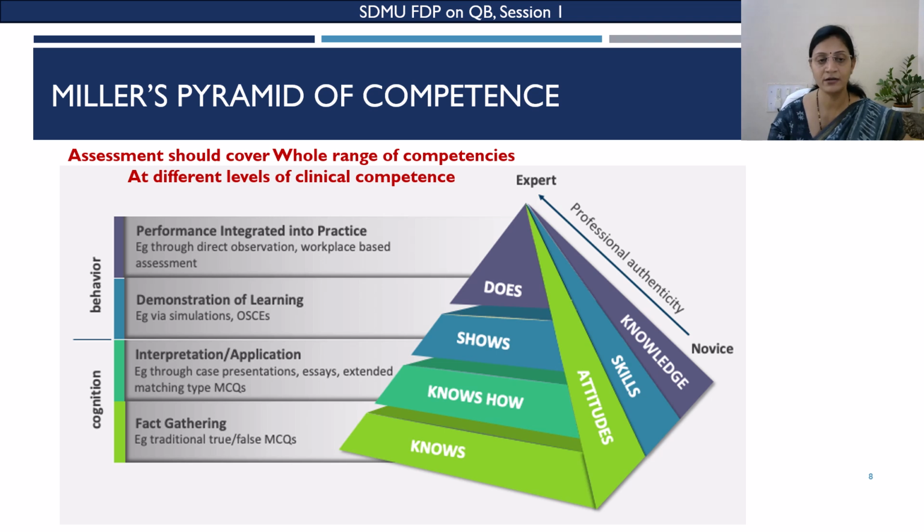So we have to include different types of assessments and also at different levels. We should be able to assess all the levels: knows, knows how, shows and does. Does is mainly when the student graduates, during the internship or during the post-graduation period, but at least shows, knows how and knows can be assessed during undergraduation.